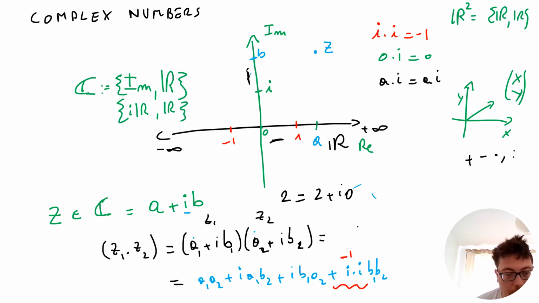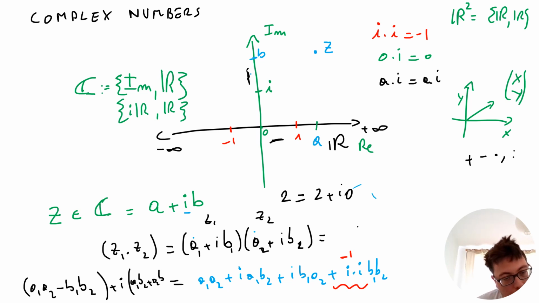In total, we get two real numbers, which are, if you give me a sec, let's do it this way, a1 a2 minus b1 b2, plus i, there are two imaginary numbers, which are a1 b2 plus a2 b1.